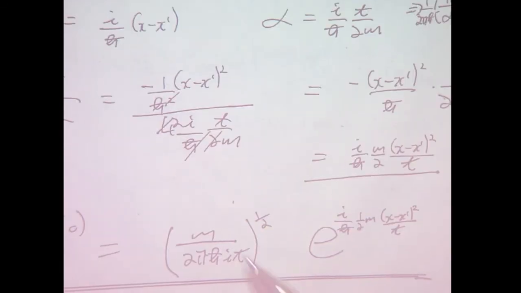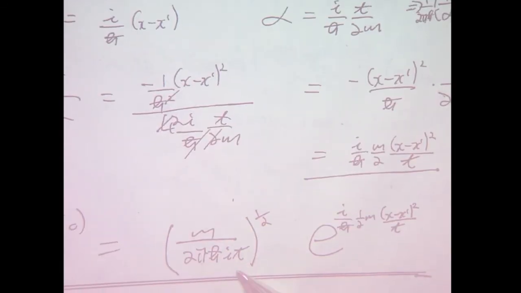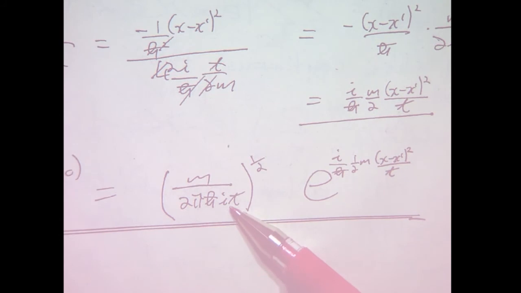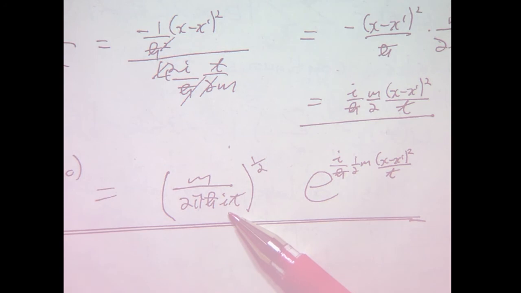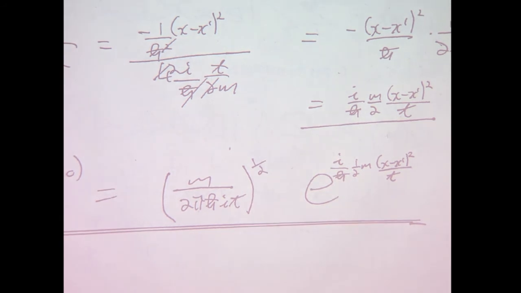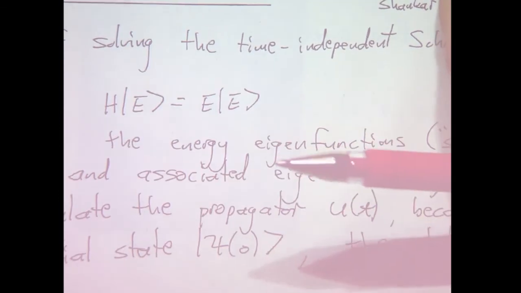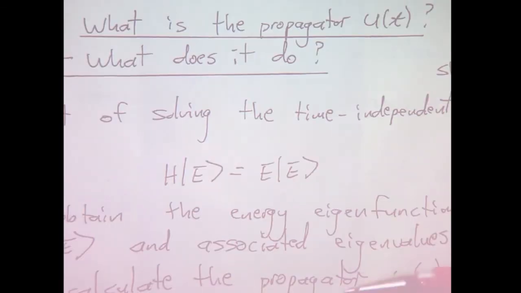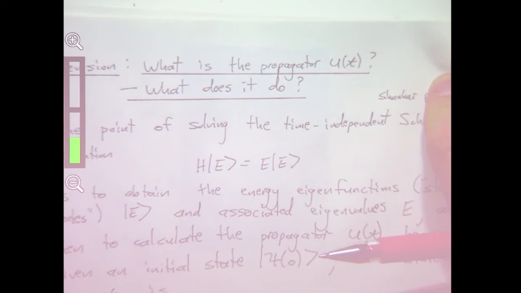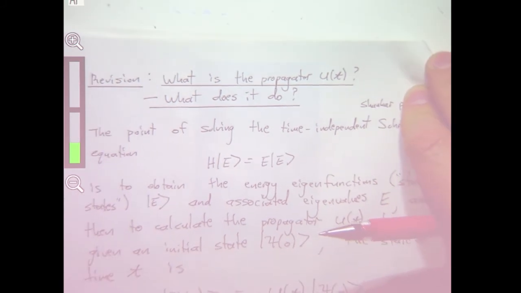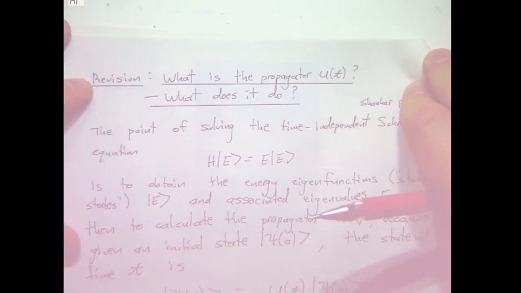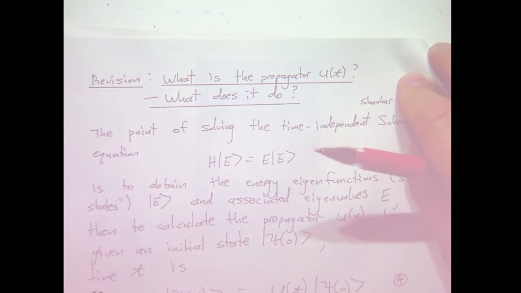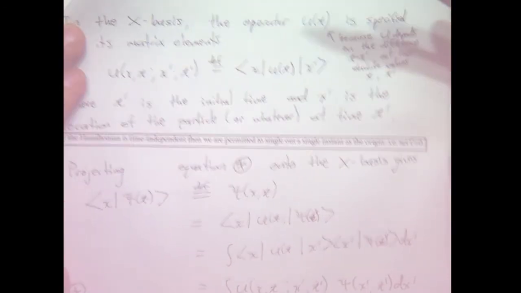Now when you first saw this, it looks quite shocking in a sense, because you've got a complex i in the denominator and a square root and all this, but it's going to become a lot more familiar to you. Because you've just had the exam, you would be pretty familiar with what the propagator U of t is. I'm not going to go through this bit here. You can read it for yourself if you haven't already.